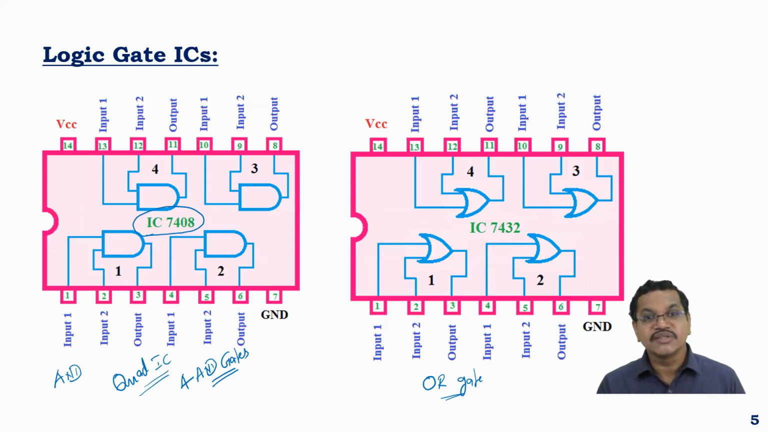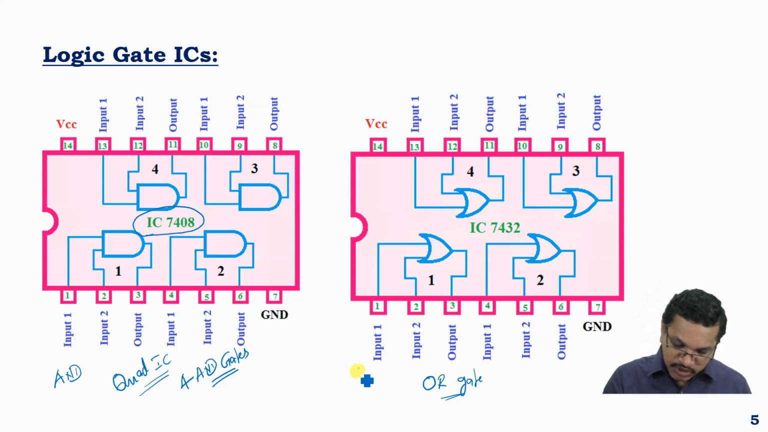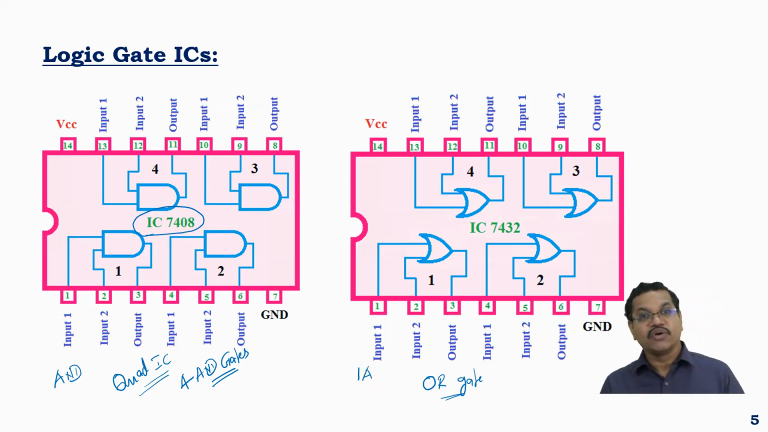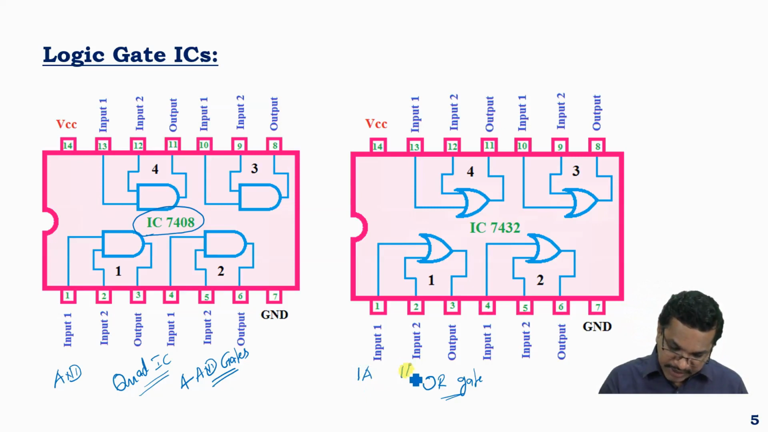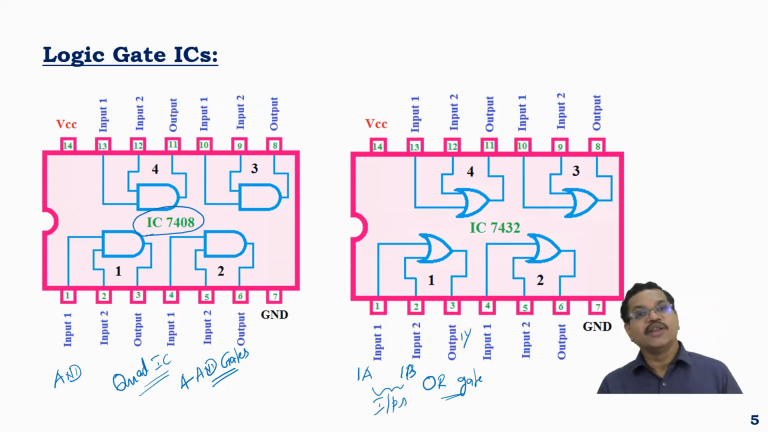And these are the functionalities of each pin. 1, 2 will correspond to input, 3 will be the output, 4, 5 will be the input of the second gate, be it AND gate or OR gate. Now generally the notation is A corresponds to input. So if we want to represent or use one gate, we will write it as 1A, 1B, which means A and B, they are the inputs. Output is generally denoted by the letter Y. So 1A, 1B will be the input, 1Y will be the output.